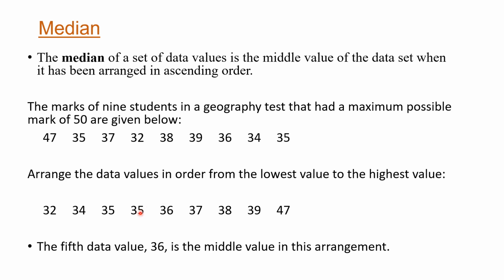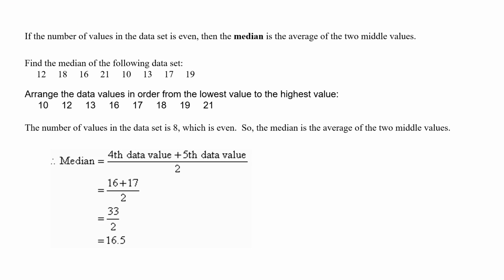The next question arises. If the data are in odd numbers, definitely we will get the middle value. If the data set has an even number of values, then how do we find the middle value? Let us see. If the number of values in the data set is even, then the median is the average of the two middle values. Let us see with one example. This is the data: 12, 18, 16, 21, 10, 13, 17 and 19.